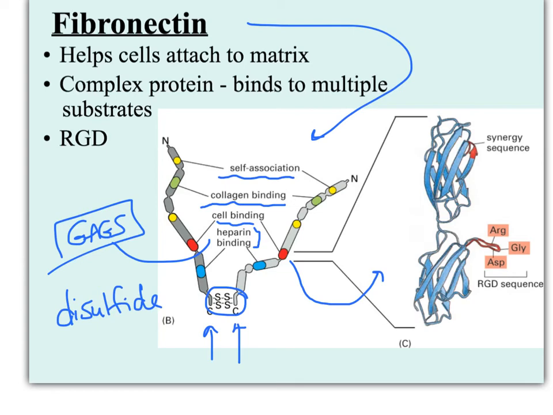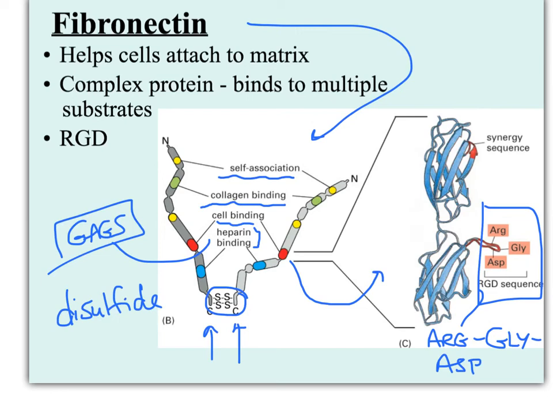Over on the right side of this image, it's showing you this cell binding domain. The cell binding domain has a particular structure called an RGD sequence. RGD. What is R? R stands for arginine. What is G? G is glycine. And D is aspartic acid. It's a sequence of amino acids found in a particular part of this protein that allows it to link to other cells.